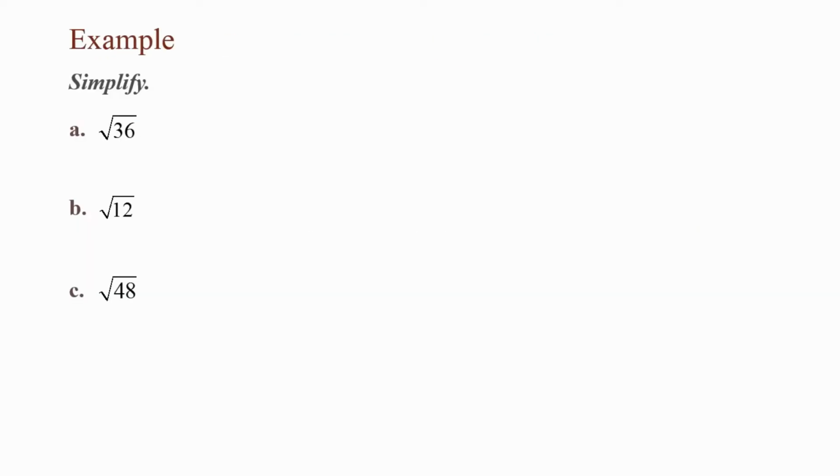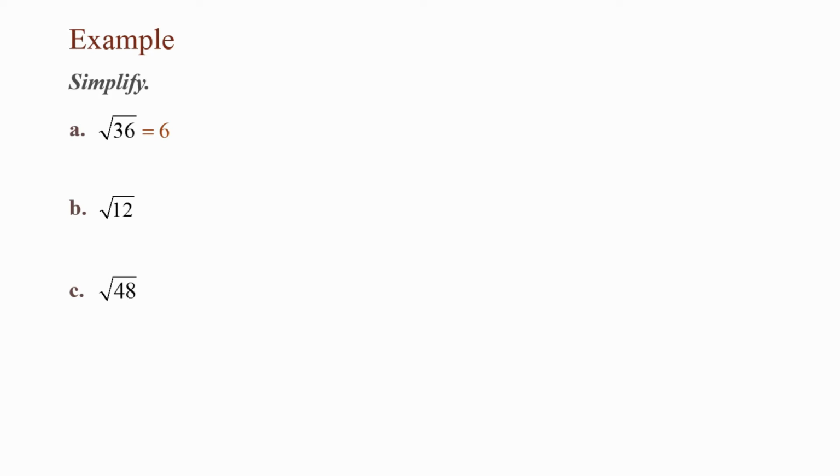In this example, we want to simplify the following. For a, we want to simplify the square root of 36. 36 is a perfect square, so the square root of 36 is 6.